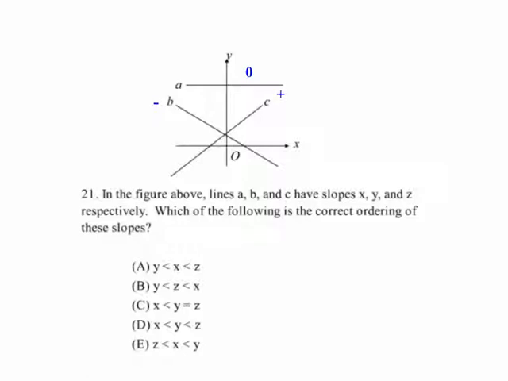So let's carefully sort through what this tells us. Well, the negative is going to be less than the 0, which will be less than the positive. Let's match them up with their lines. That means B, the negative slope, would be less than A, which is the 0 slope, which would be less than C. And let's correspond those letters with x, y, and z, and we come up with y is less than x, which is less than z.